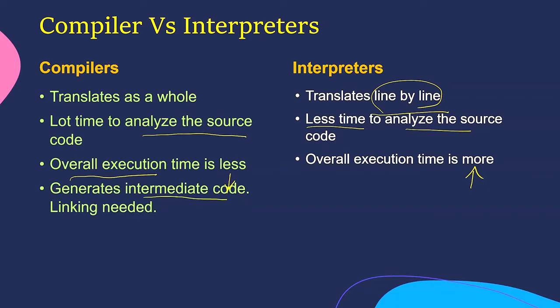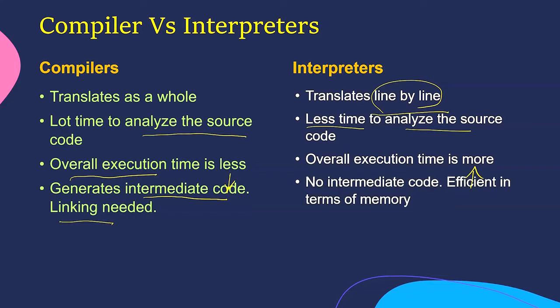Compiler, while compiling, generates the intermediate code. Since it generates an intermediate code, it will need some linking process. That intermediate code has to be linked. Hence, more memory is required for compilers, whereas interpreter does not generate an intermediate code. Hence, interpreter is highly efficient in terms of memory.